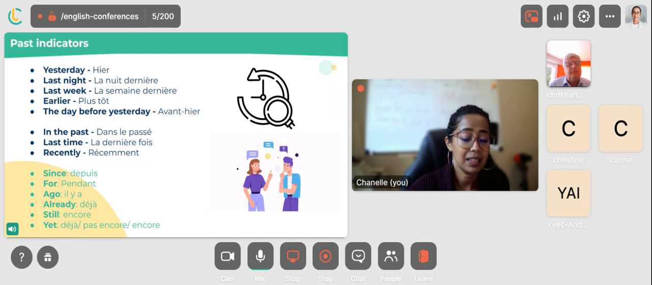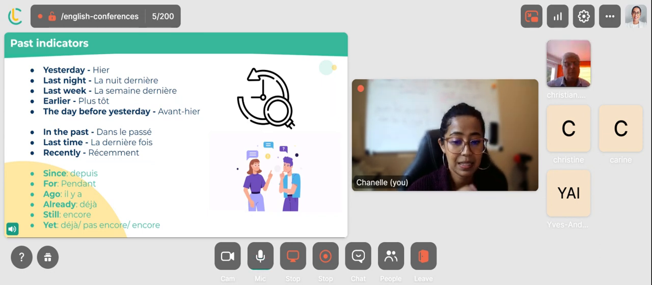Last night, last week, earlier, the day before yesterday, in the past, last time, recently, since, for, ago, already, still, and yet. On the right-hand side, you will see the translation in French.